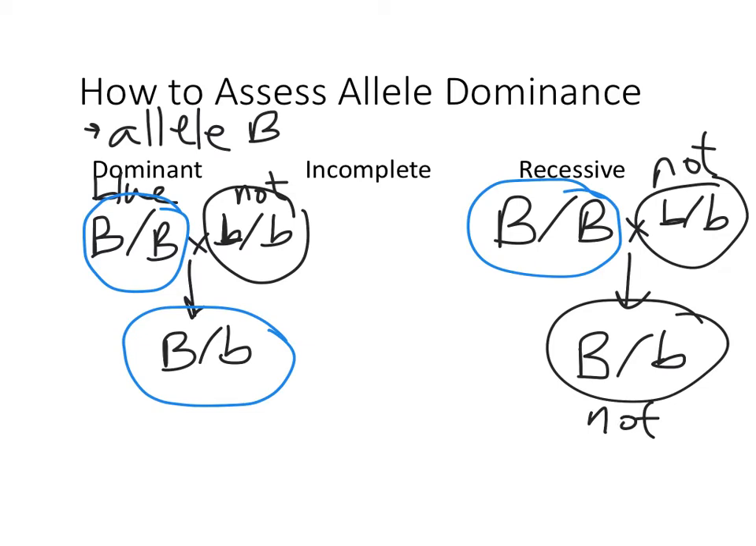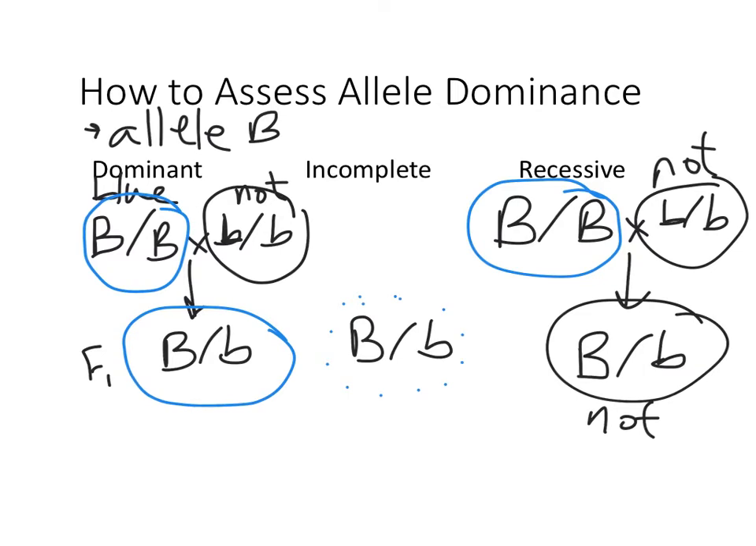So what does it look like in incomplete dominance? If capital B is incompletely dominant, in the F1 generation, what does the offspring from the same cross look like? A blend of the two. Like light blue. Sure, light blue. Somewhere between blue and not blue, whatever that means. Dashed blue. Right. Some sort of combination of the parent traits.